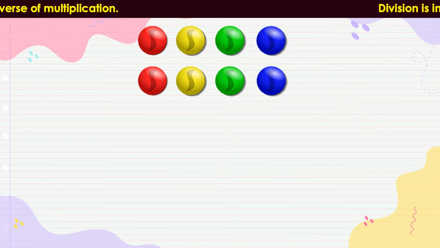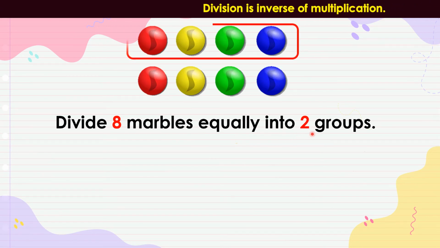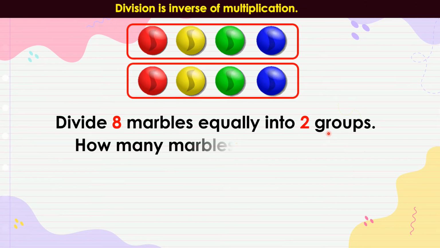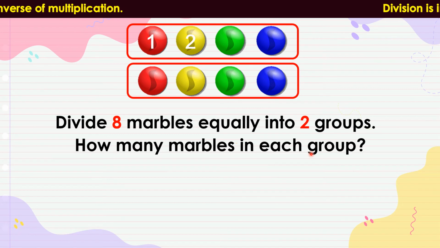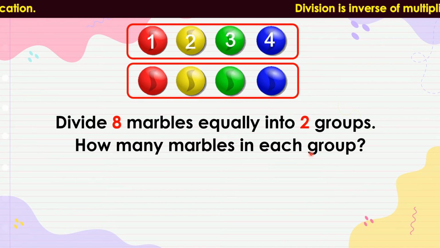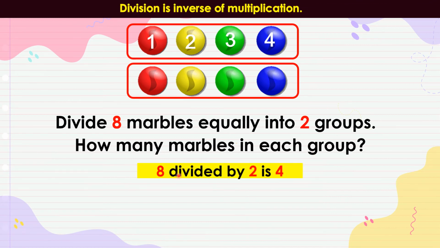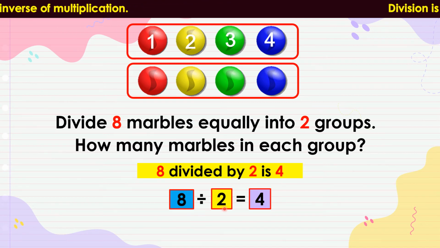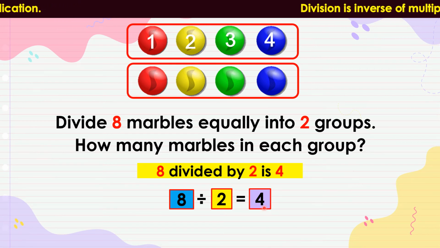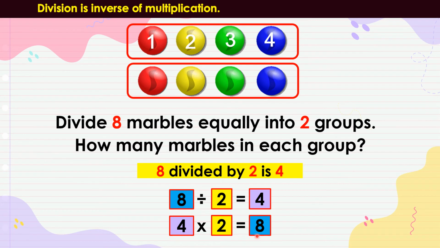Now, let's look at this example. Divide 8 marbles equally into 2 groups. How many marbles in each group? Let's count. 1, 2, 3, 4. There are 4 marbles in each group. 8 divided by 2 is equal to 4. Now, let's inverse to multiplication number sentence. 4 times 2 is equal to 8.